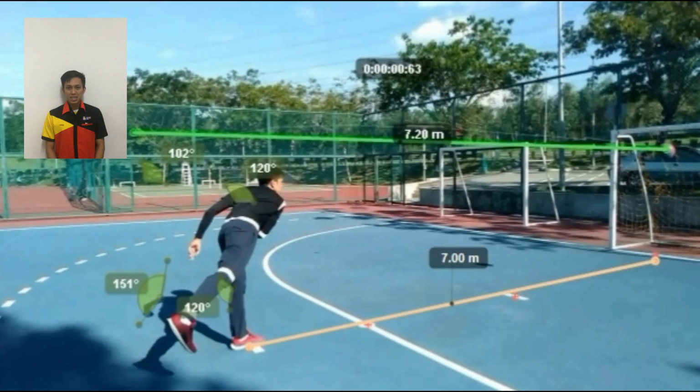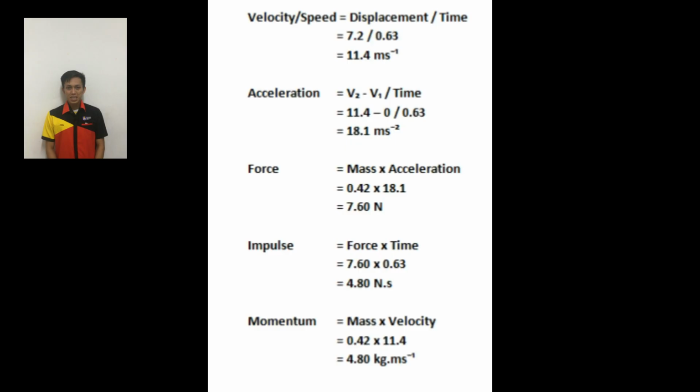As the result from the penalty shoot, the distance of the penalty shoot is at the 7-meter line. Based on this analysis, the player takes about 7.2 meter during the penalty shoot. The time taken for the ball to arrive at the goal post is 0.63 second. The velocity, which is the same as the speed of the ball, is 11.4 meter per second. Acceleration is 18.1 meter per second squared.